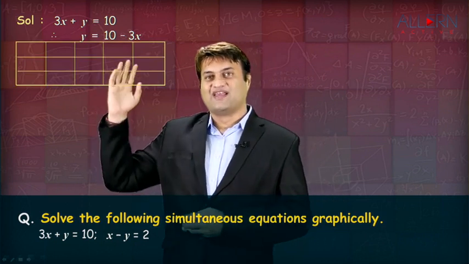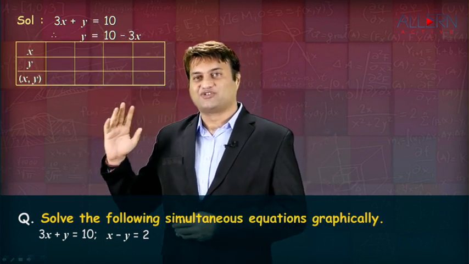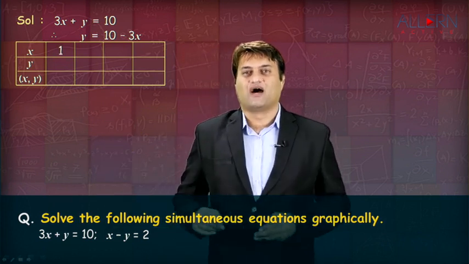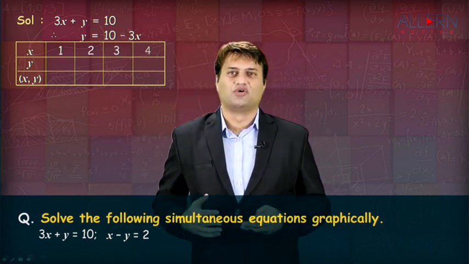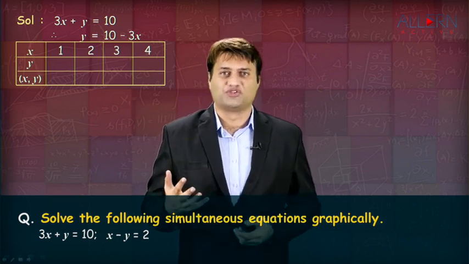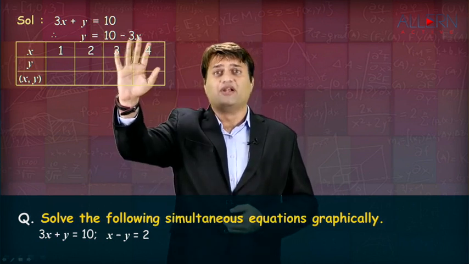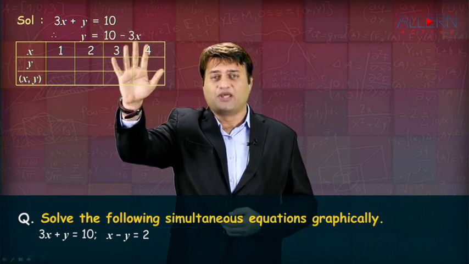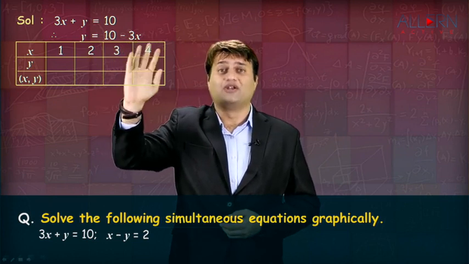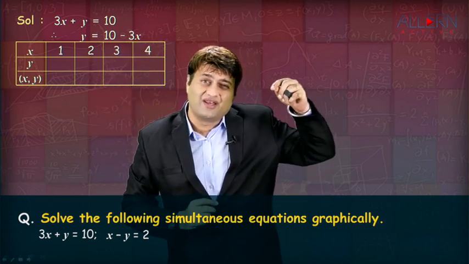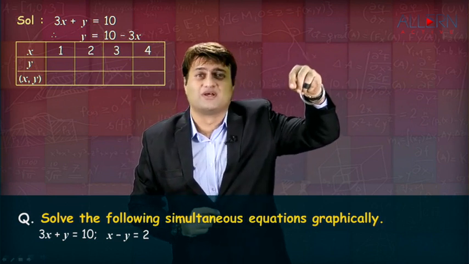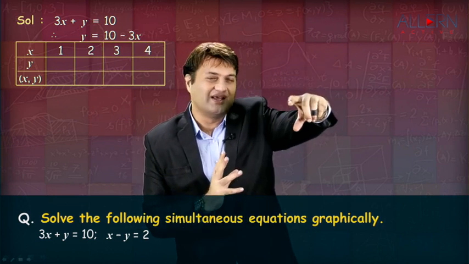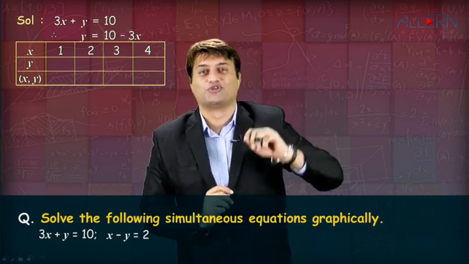The table is x, y, x comma y. Now because x is in the RHS, let us assume the values 0, 1, 2, 3 or 1, 2, 3, 4, the choice is yours. Here we did not assume 0 because if x becomes 0, then y is equal to 10. Now y is equal to 10 may or may not come on the graph paper. It's a little dicey. Y is equal to 10 would be the topmost point.